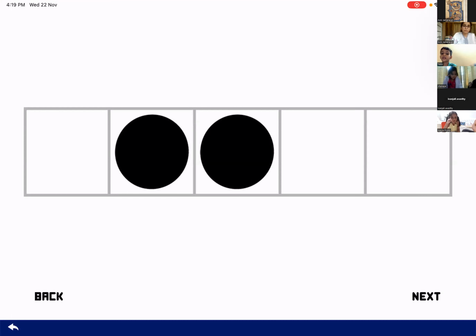Okay, so this is known as a 5 frame, children. We all know this is a 5 frame. Why? Because if you see on the blackboard, we have 5 squares there, isn't it? 1, 2, 3, 4, 5. How many dots do you see? Write it on your paper. I see 2 dots. Let's write 2 dots.